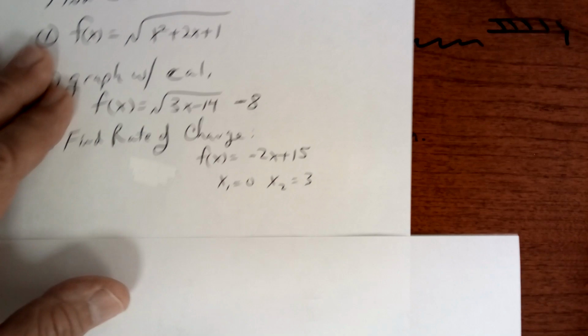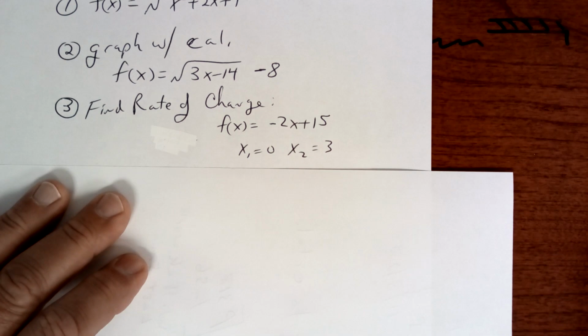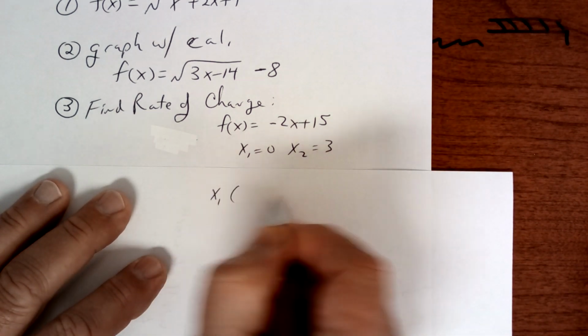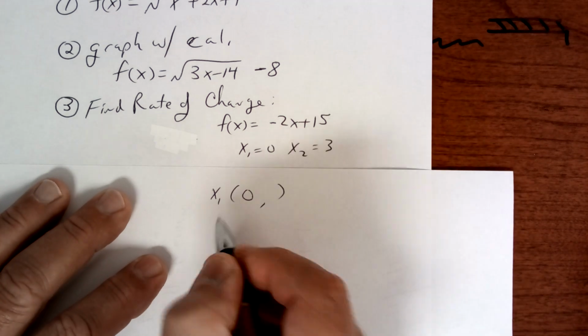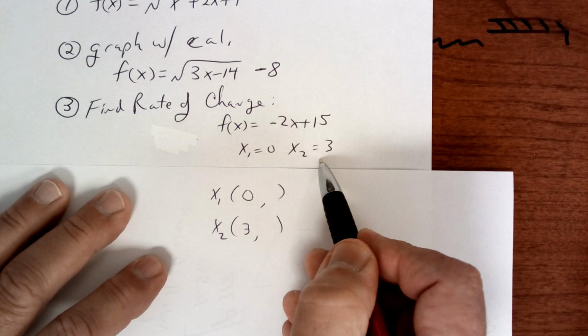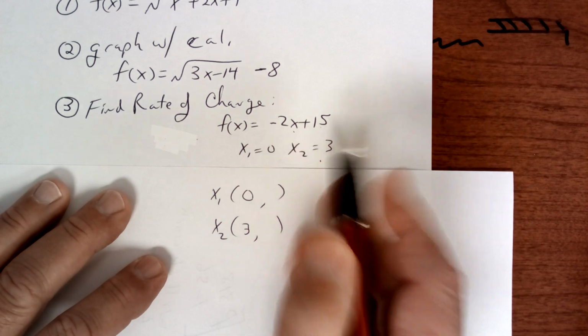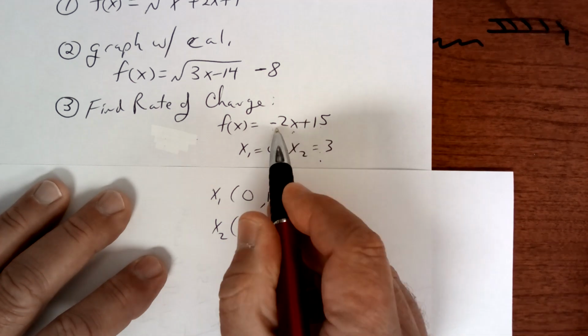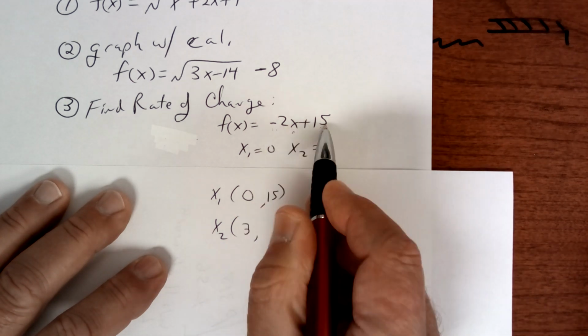This one right here, find the rate of change. Well, we have 2 points here. We have x1, which is going to be 0 and something, and then we have x2, which is going to be 3 and something. We're going to plug them in. 0 is going to give me 15. If I put a 3 here, I get a -6. So that's going to be 9, I think.